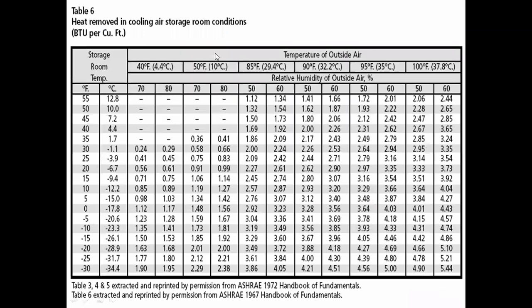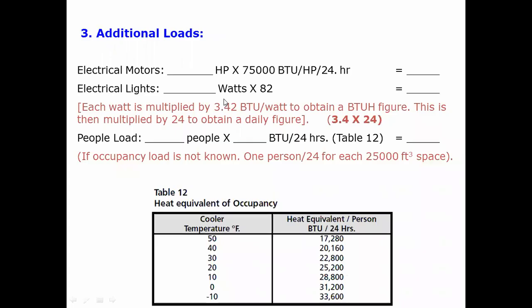Now coming to additional loss. So we know that we have already been given 0.2 HP. To convert this 0.2 HP into BTU per HP per 24 hours, multiply with the 75,000 BTU. We have an electric motor of 0.2 HP and electrical lights. How many watts have we calculated? 1 watt per feet square. How much was the area? 224. Correct. Because our area was 224 and we have 1 watt per feet square, it will be 224. And multiply with 82, you will get the value in BTU per 24 hours.